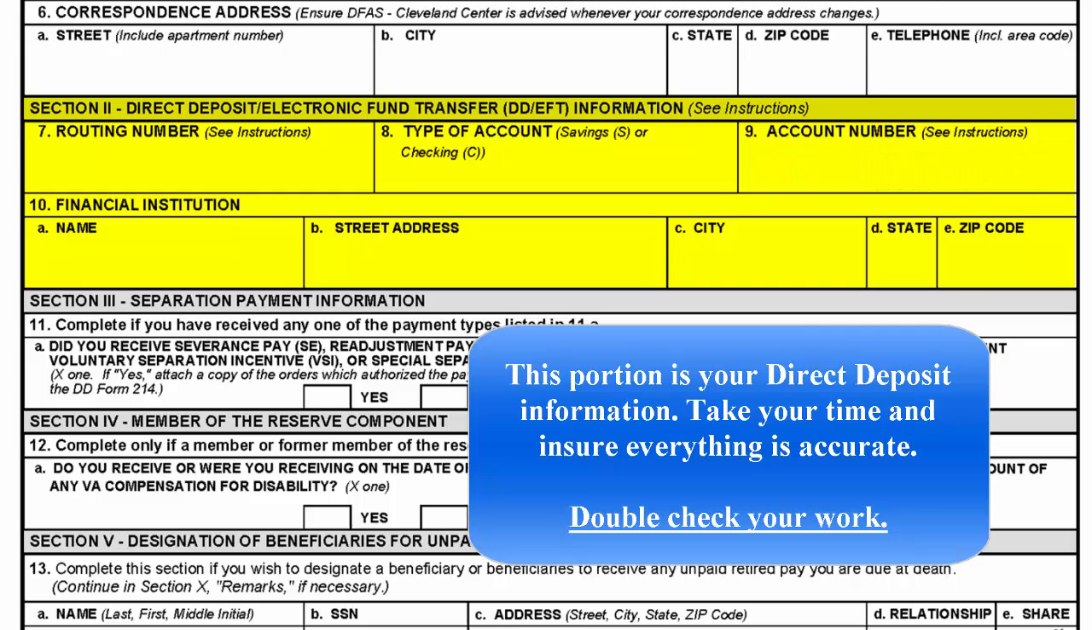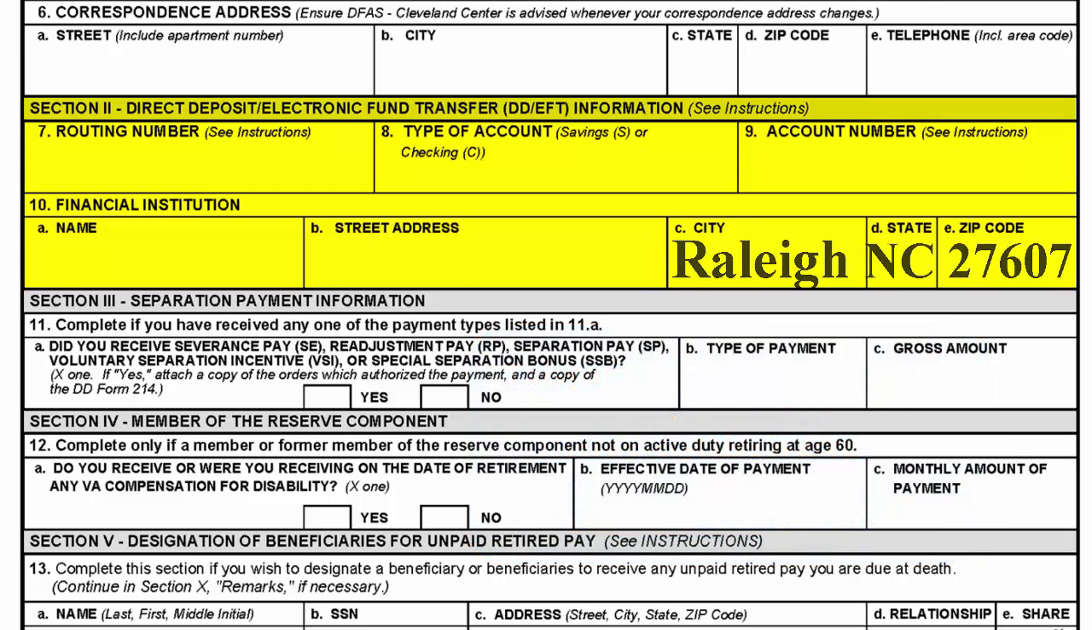Going back to the left, you have the financial institution in number 10. So 10A is the financial institution name. I use State Employees Credit Union, so I will use SECU as the abbreviation. 10B is the street address. 10C, the city. 10D, the state, again abbreviated. And 10E, the zip code.